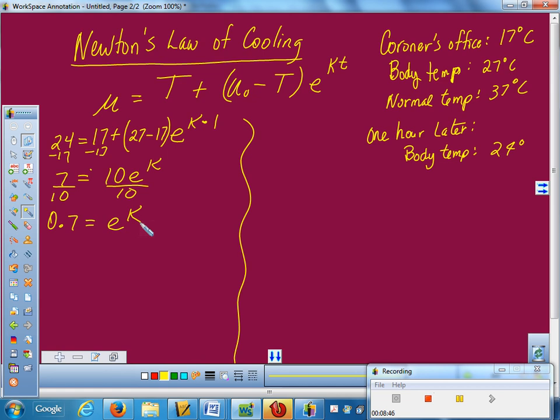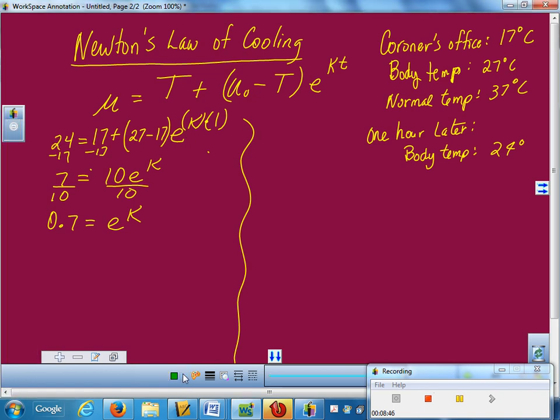Okay. And then this is at time t is 1 hour. Or if it makes it better, I can do k that way. It's 1 hour. So now how do you solve it? This is not a tough one to solve. Yeah, we just natural log it. We've done these many times. So that becomes the natural log of 7/10 is equal to k.